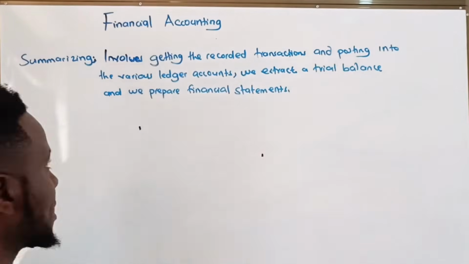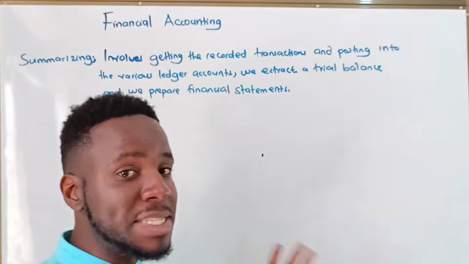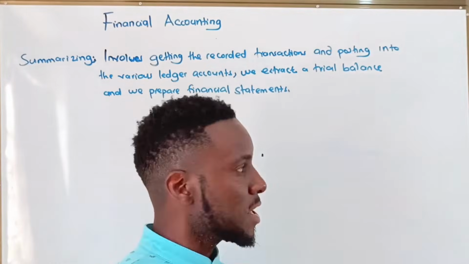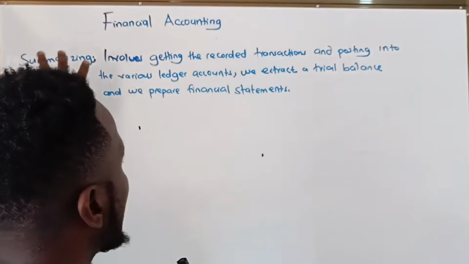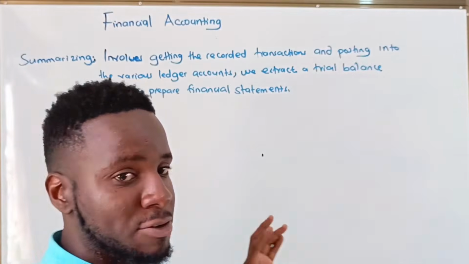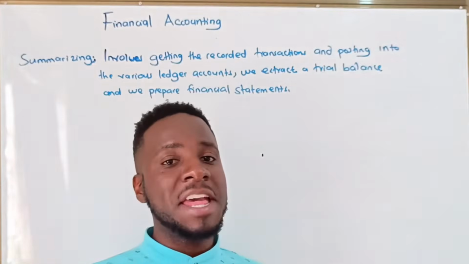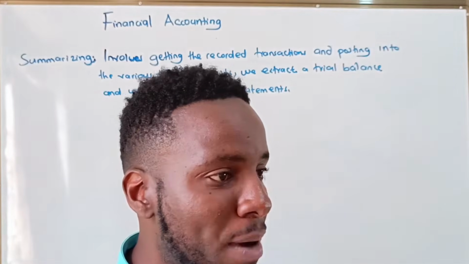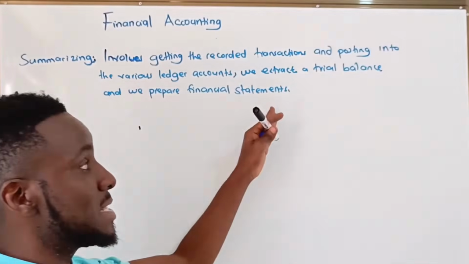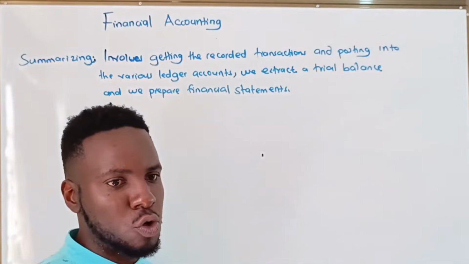In our definition of accounting, remember we say that accounting is the act of recording and summarizing business transactions into financial statements for decision making by the users. Now, after us recording, we are going to get the recorded transactions and summarize them into the ledger accounts. We post them to the various ledger accounts. Then after that, we are going to extract the trial balance, and after the trial balance, we are going to prepare the financial statements. So the financial statements here, they include income statement and balance sheet, like we shall see onwards as we continue to go on.